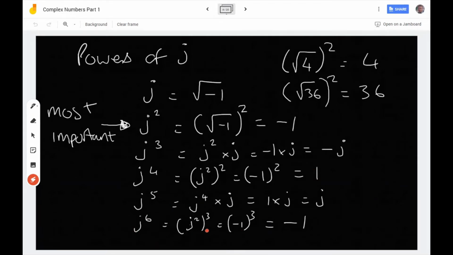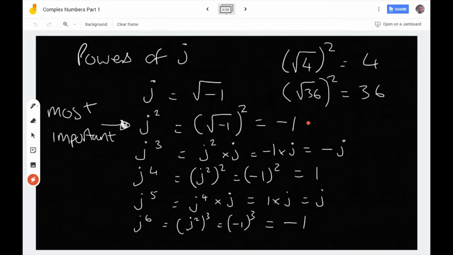And then j to the 6 is j squared to the power of 3, if you can see that. If you remember your power rules, a power to the power of a power is 2 times 3, so j to the 6 is j to the 2 to the 3. j squared we know is minus 1, so we've got minus 1 cubed, and minus 1 cubed is minus 1, because minus 1 times minus 1 is 1, times minus 1 is minus 1.